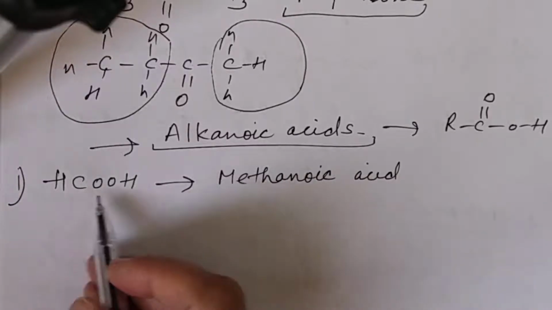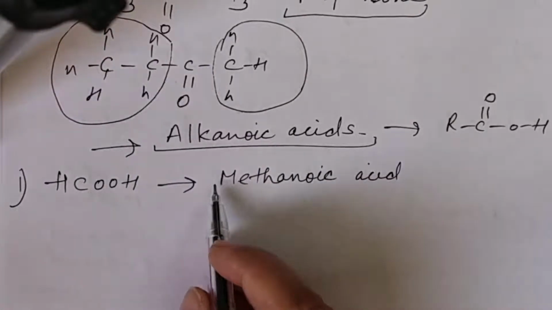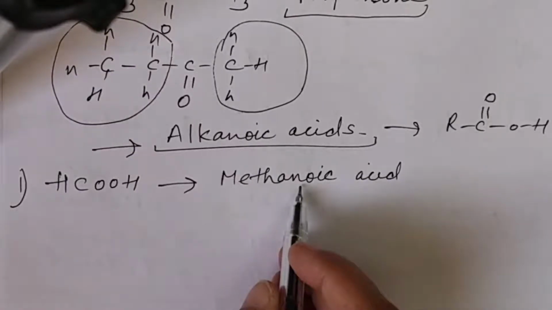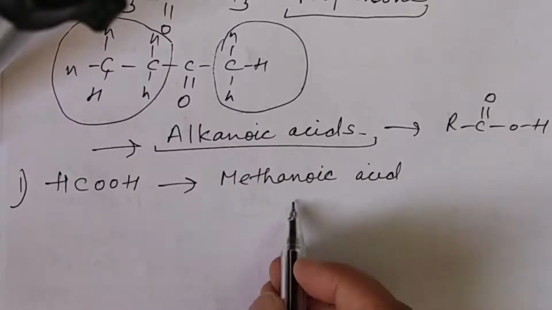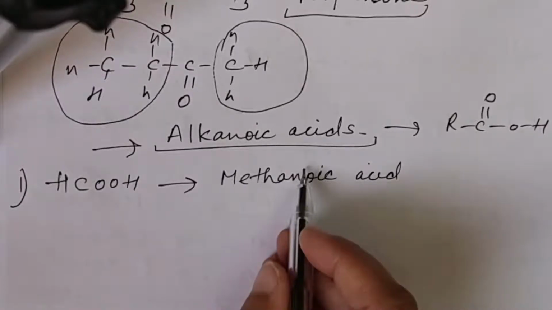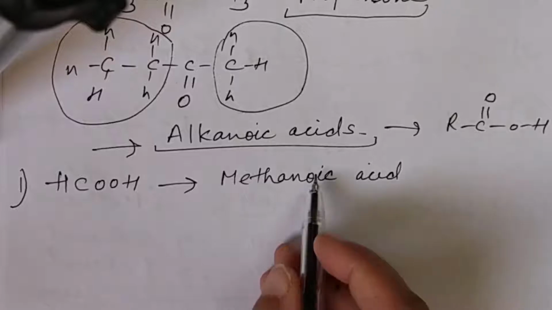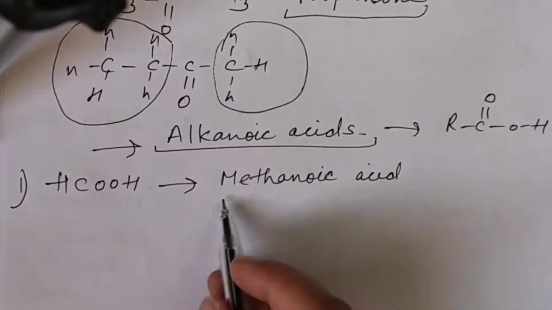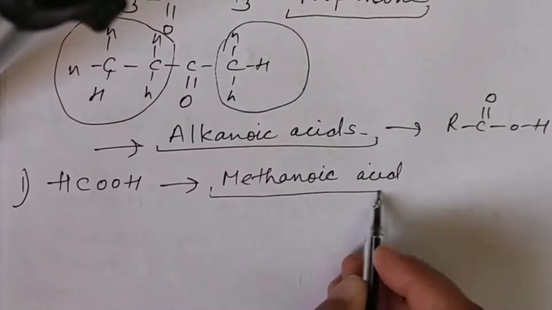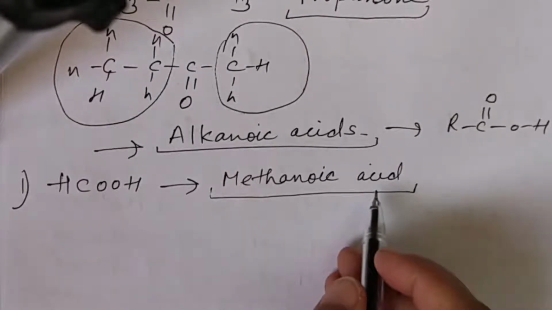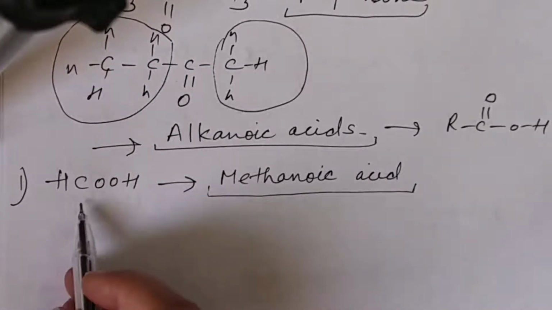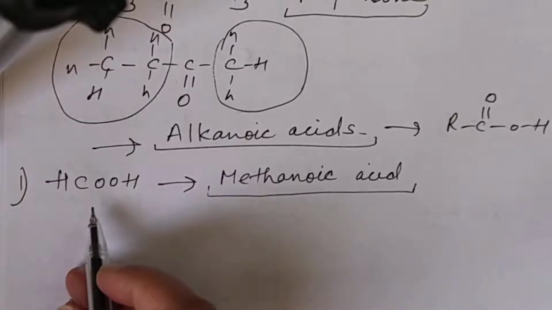So put the alkane methane here, drop E from here, because E and O, both the vowels, can't go together, and add oic acid. And this is how we have gotten the IUPAC name of the first member of our carboxylic acid family.